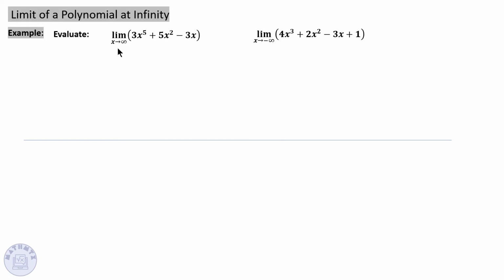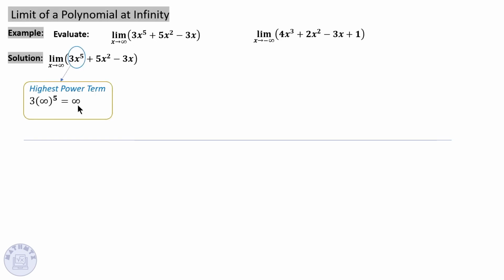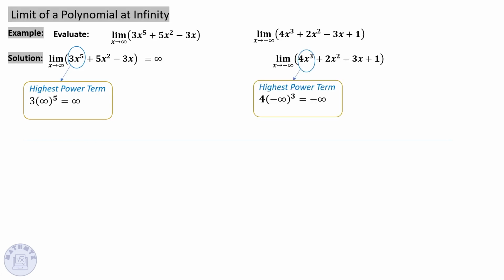Evaluate the limit when x is approaching infinity for this polynomial function. Since we are approaching infinity, I will only look at the leading coefficient, which is a positive number. Therefore, the limit will approach infinity. With the second question, x is approaching negative infinity, and I need to pay attention to the degree. Now, since it's odd and it's positive, this will approach negative infinity. Again, when x is approaching negative infinity and the power is odd, then the negative sign will show in the answer.